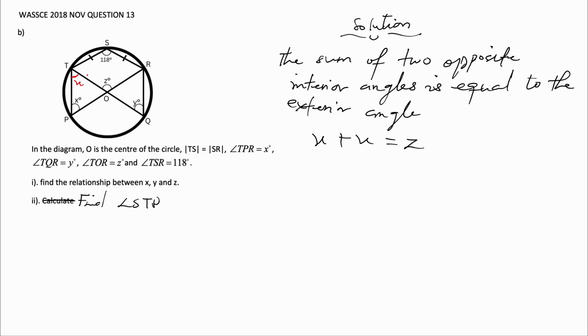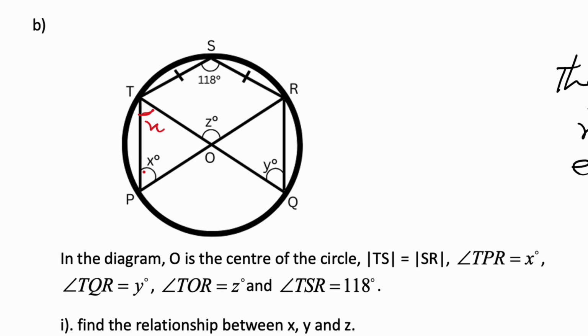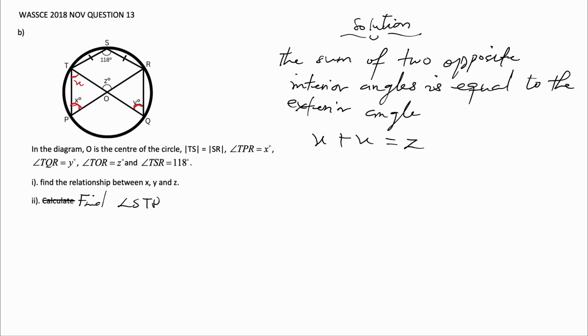Now we know that from circle theorem, angles at the circumference in the same segment are equal. And this angle is in the same segment as this angle. So we can say that x is equal to y. So we replace one x with y. So we have x plus y is equal to z. So this becomes the relationship between x, y, and z. So we know that z is equal to the sum of x and y.